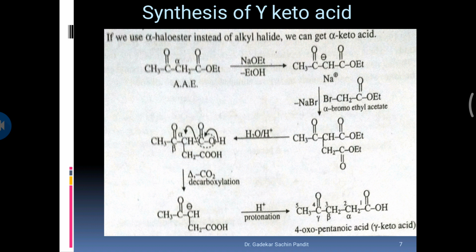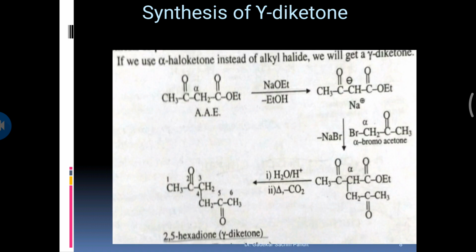Okay, so these reactions are also similar to the Claisen ester condensation reaction. Okay, so next is the synthesis of gamma diketone. If we use an alpha haloketone instead of an alkyl halide, we get a gamma diketone.